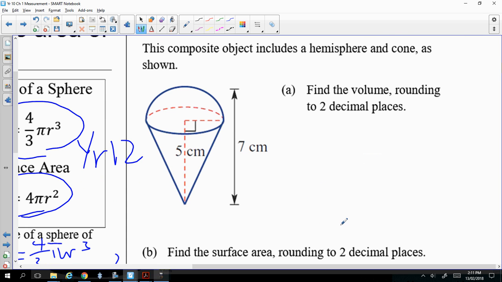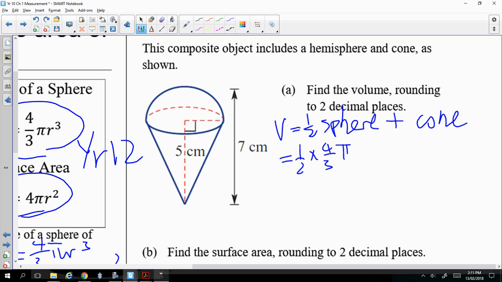The volume consists of half a sphere plus a cone. For half a sphere, you go half times 4 over 3 pi r cubed, and the radius is, oh, we don't have the radius. I just realized. How do we get the radius? You just subtract these two, you get 2, and this is actually your radius. So the radius is 2. So you go 2 cubed.